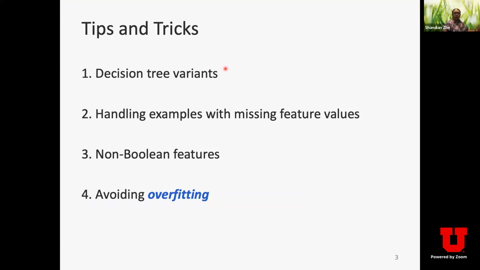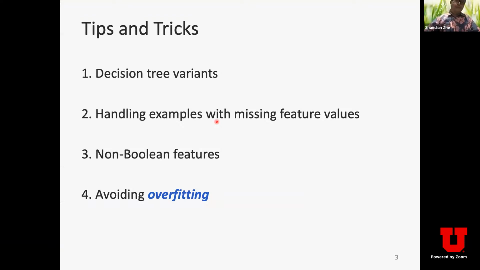One is called majority error. The other is called Gini index. Right? And then we're going to talk about what if your data set is not perfect, meaning that your examples might have some missing feature values. Right? Okay, because this is pretty common in practice. So we're going to talk about several strategies.